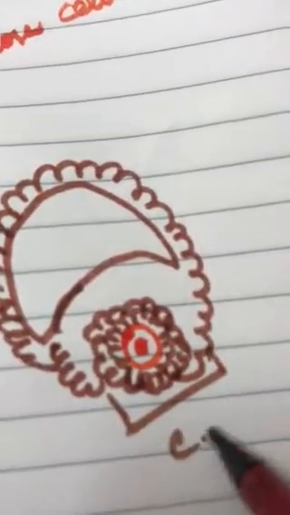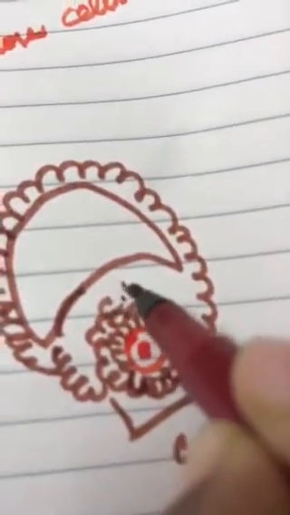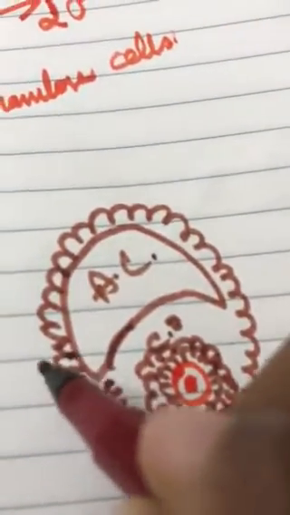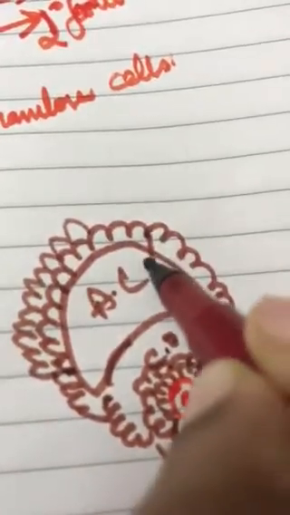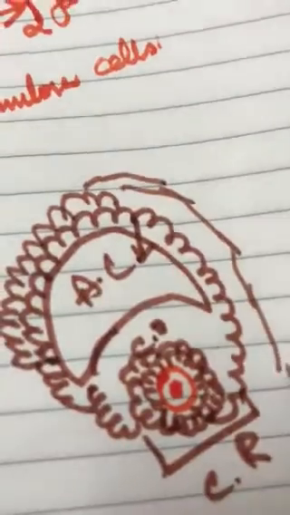Okay. So corona radiata, cumulus oophorus, antral cavity, theca interna cells, and then the second layer is theca externa. Theca interna secretes hormones, theca externa forms the outer fibrous layer.